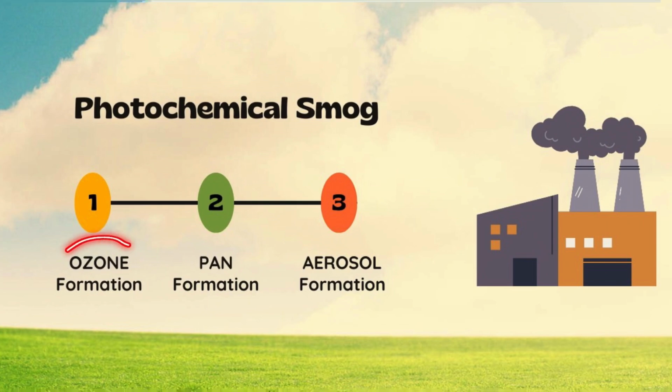Number one is the ozone formation. This is also called ground level ozone or tropospheric ozone. The second secondary product which is formed during photochemical smog is called peroxyacetyl nitrate formation, or simply PAN formation. And third is the formation of aerosol particles. So in this lecture we will see how these products or secondary pollutants are generated during photochemical smog.